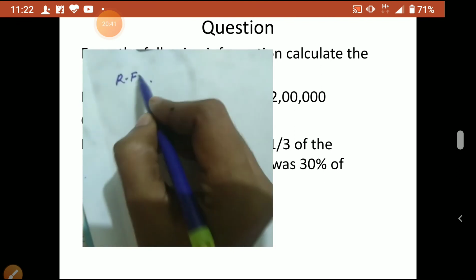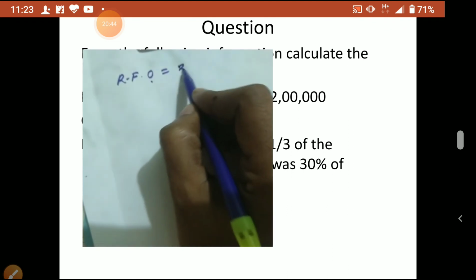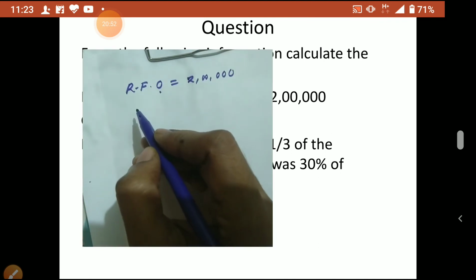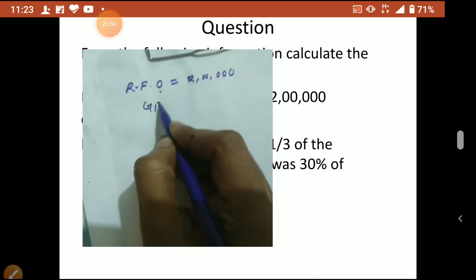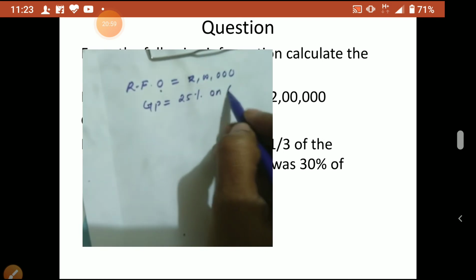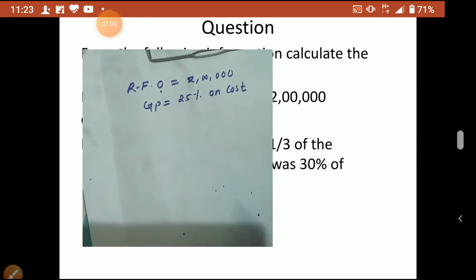So first, what is given in the question? Revenue from operations, RFO, is 2 lakhs. Then gross profit, they are saying, is 25% on cost. This on cost, on sale, all that we discussed last year.